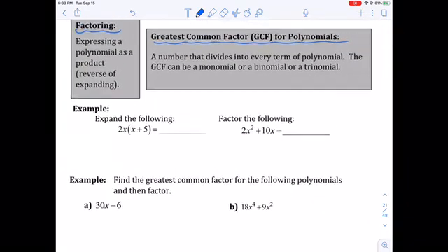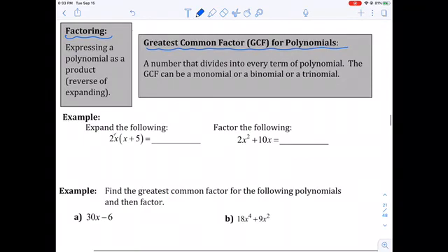It says expand the following. So if I expand this, I'm going to multiply. Expand is another term for multiply or find the product. So I'm going to go 2x times x, which is 2x squared, and 2x times 5, which is 10x.